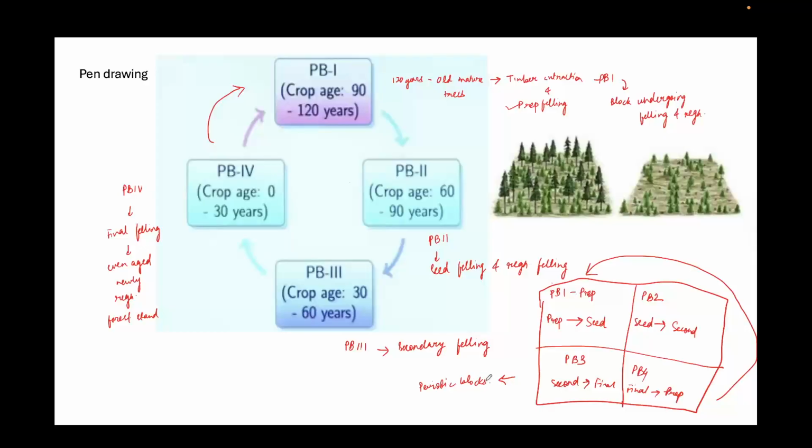I hope it is clear to the students. So in that system, if our plant is starting with 120 years of age, then at PB3, which is a secondary felling, it will be 30 years of age. Because in the second stand, it will be 60 to 90 years of age, 90 to 60, this will be 90 to 120, 120 to 90, 90 to 60, this will be 60 to 30 years of age, this will be 30 to 0 years of age.